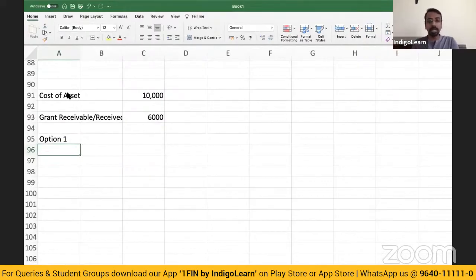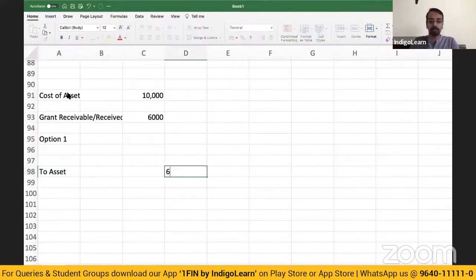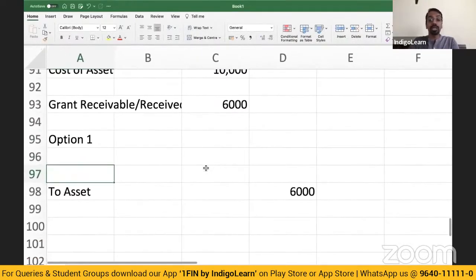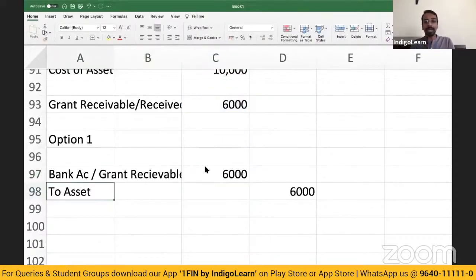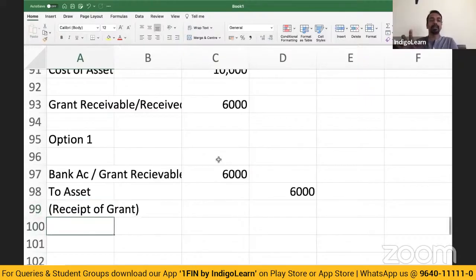What is the meaning of that? The meaning of that is this grant should be credited to the asset account. So you will say to asset, 6,000. Then what is the debit to? If the grant is received, you will say bank account, or you would say grant receivable. How much? 6,000. Are you clear? Bank account to asset account. What is this entry for? Receipt of grant, 6,000. Bank account debit, asset account credit. This is option number 1.